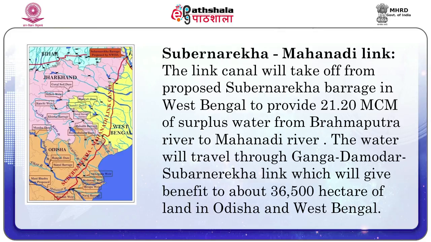Subarnarekha Mahanadi Link. Subarnarekha Mahanadi Link Canal take off from proposed Subarnarekha barrage in West Bengal to divert 21.20 mcm of surplus water from Brahmaputra rivers to Mahanadi rivers. The water will travel through Ganga, Damodar, Subarnarekha Link, which give benefit to about 36,500 hectares of land in Odisha and West Bengal.